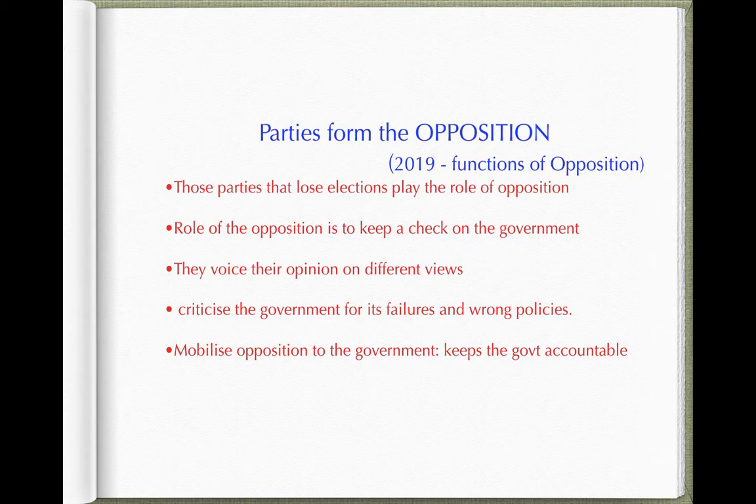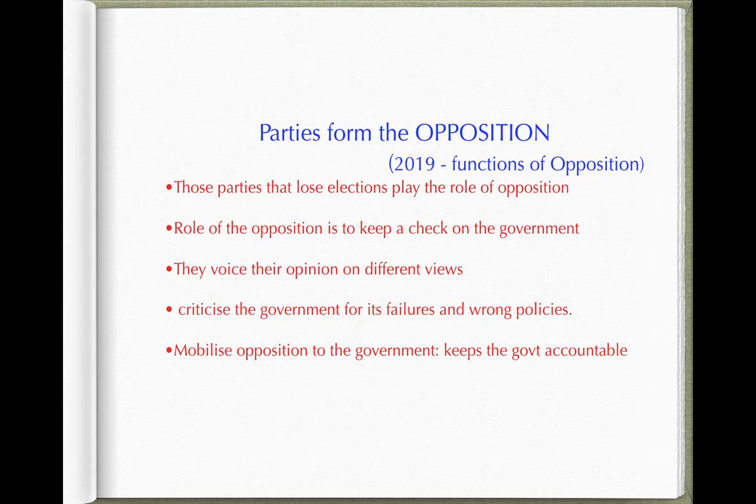Okay, and this is how they mobilize opposition to the government, and they keep the government accountable. The ruling party is made accountable and responsible, and the opposition helps by mobilizing opposition to the government. Okay, so in a democracy the opposition party also has a very important role.